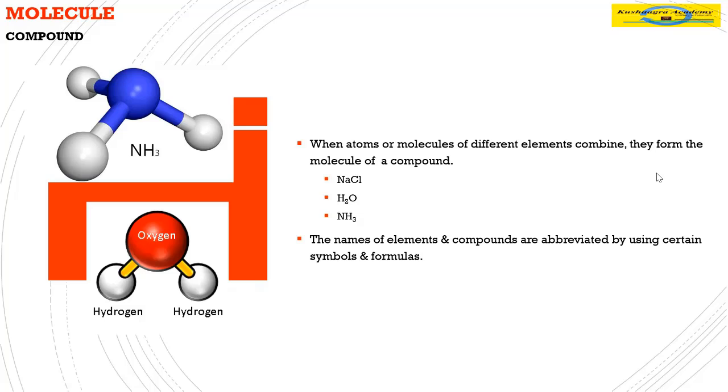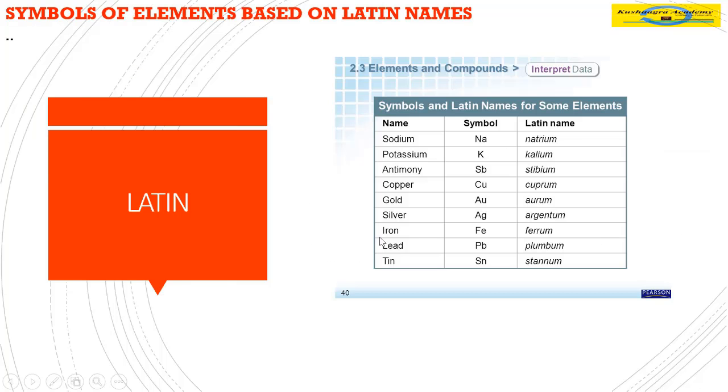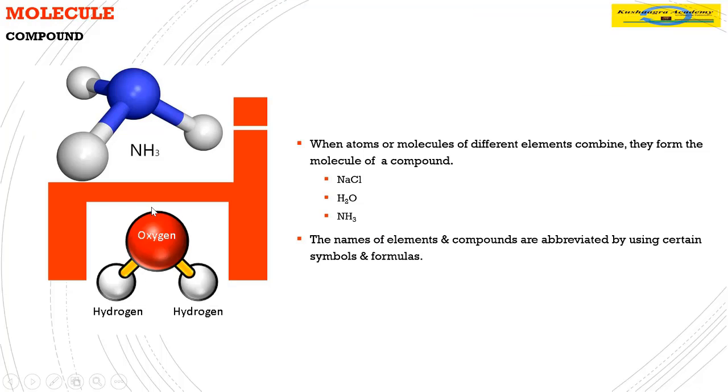Now, when atoms or molecules of different elements combine, they form molecules of a compound. That means, our question is, what is a compound? So when two or more atoms or molecules combine together in any fixed ratio, here we can take the example of water, that is H2O.